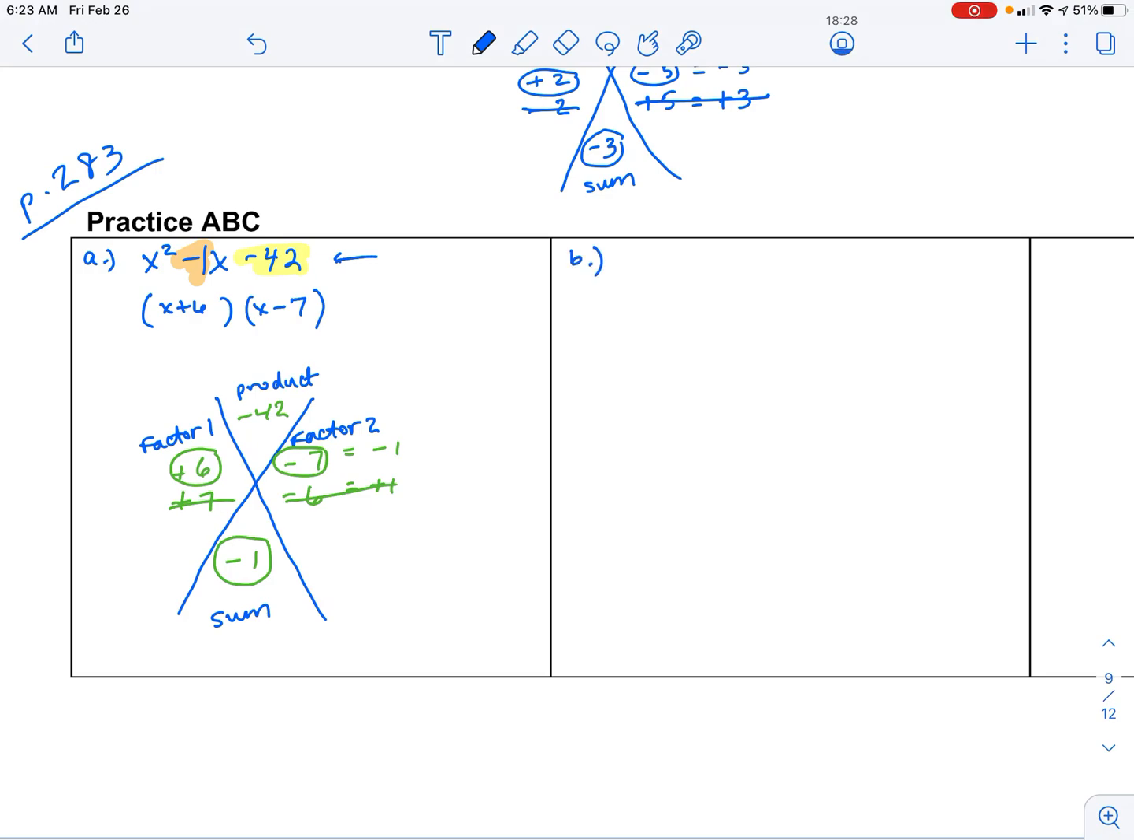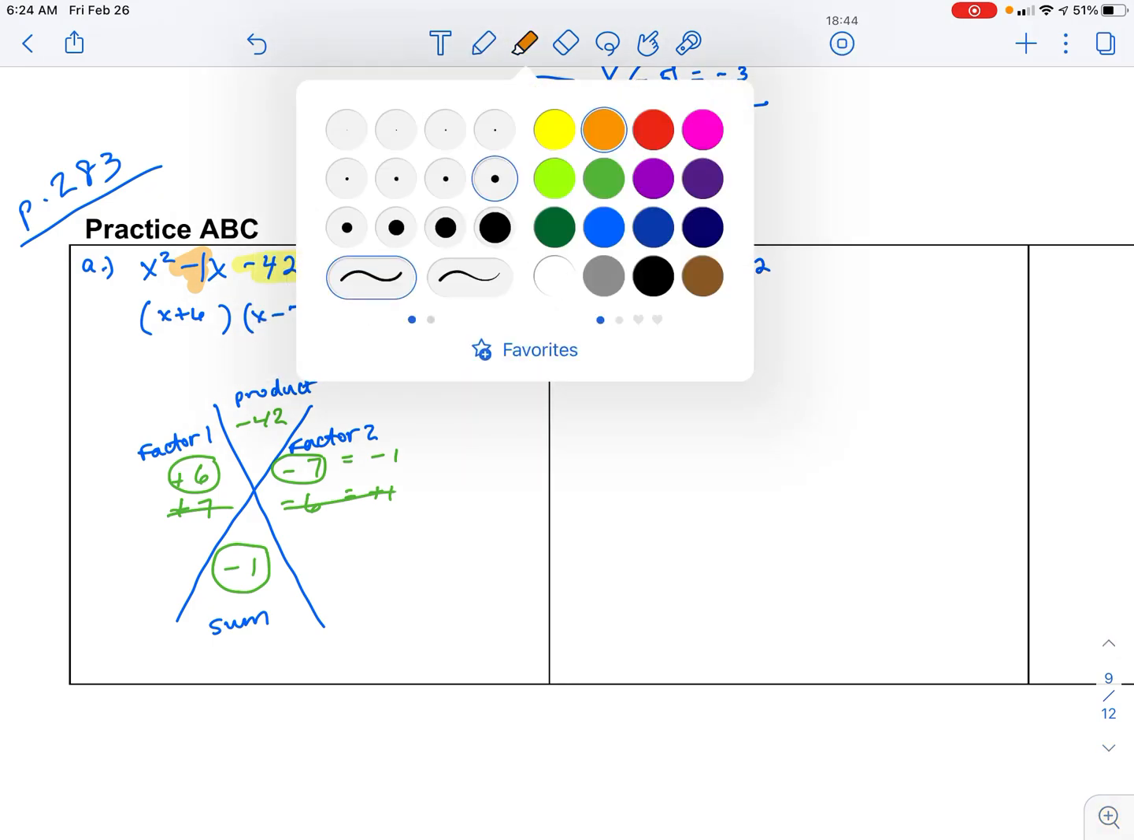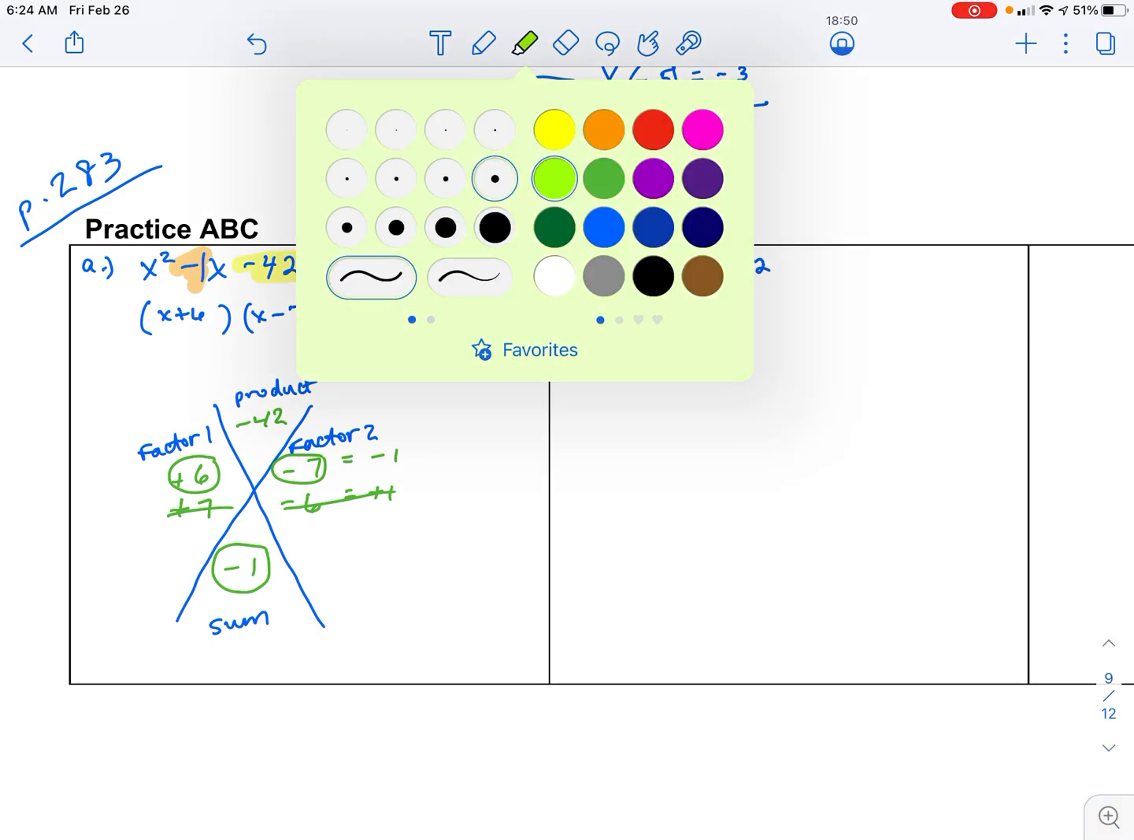All right, letter B. We have x squared plus x minus 42. It looks almost the same. The only difference is the coefficient of x is different. The coefficient of x is now a positive 1. Okay, so now we're looking at finding, let me do a different color over here.